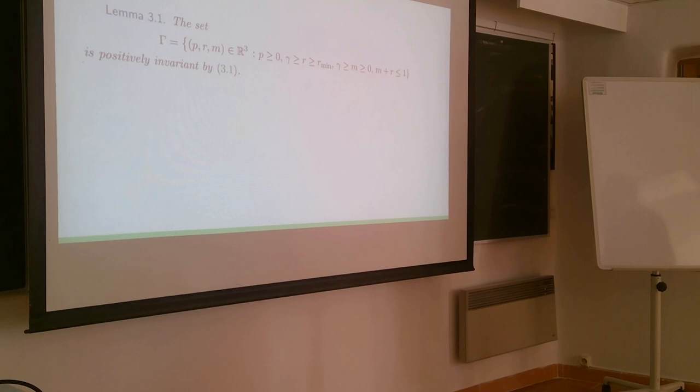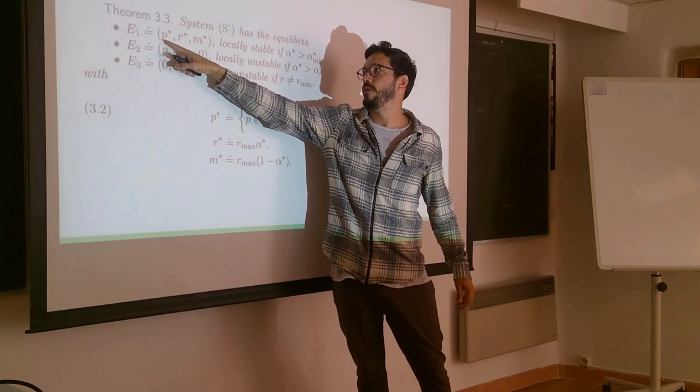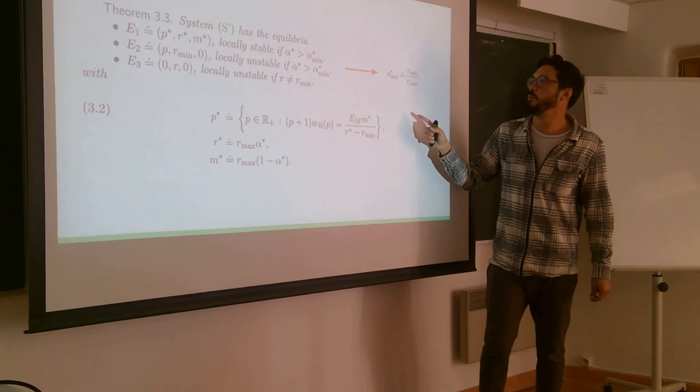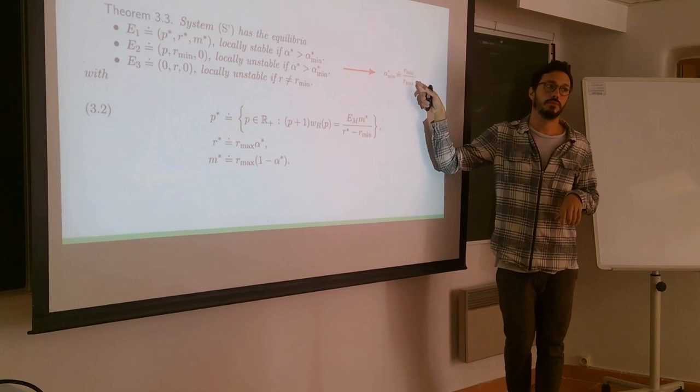So I did that, a very quick dynamical analysis. We have three equilibria. The one that interests us is the one where we have P star, R star, M star, the final one like this. And we have the stability of E1 related to a certain alpha mean, so a certain minimal allocation parameter, which depends on these bounds. Just so you know.